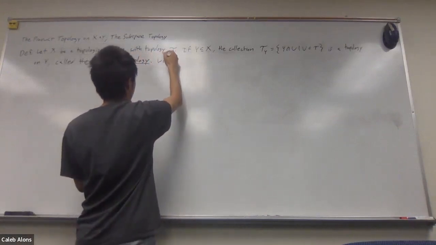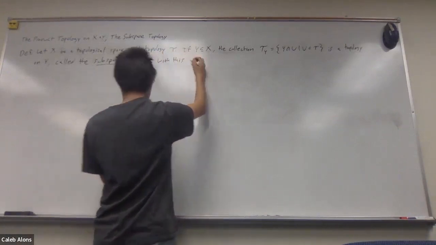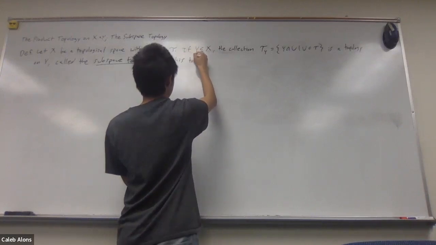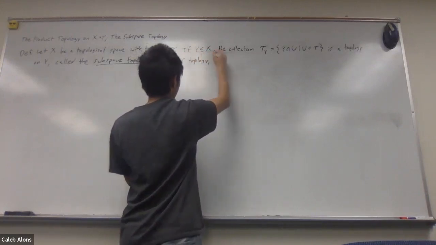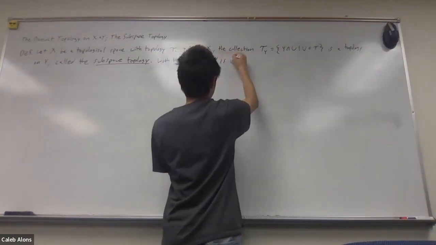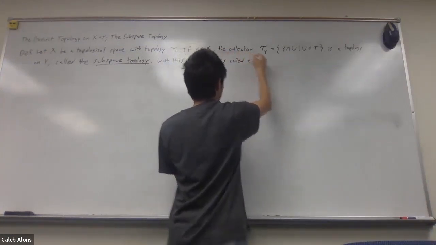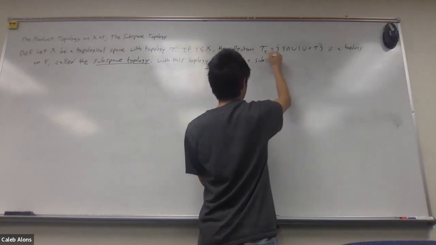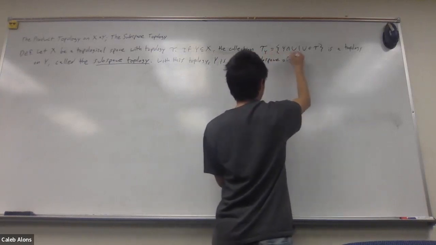And so with this topology, we would call Y a subspace of X. So Y is called a subspace of X.